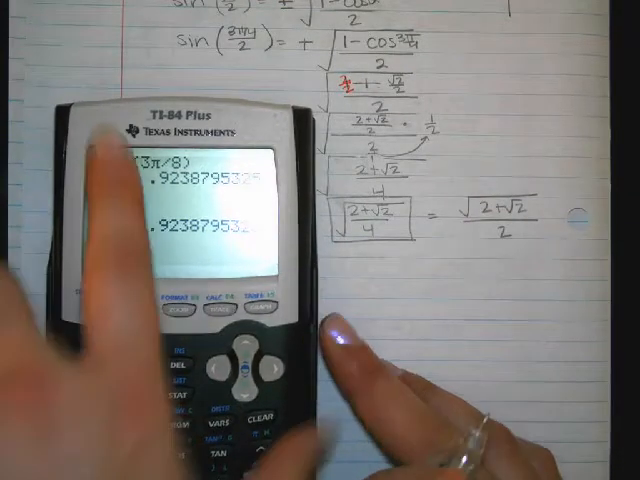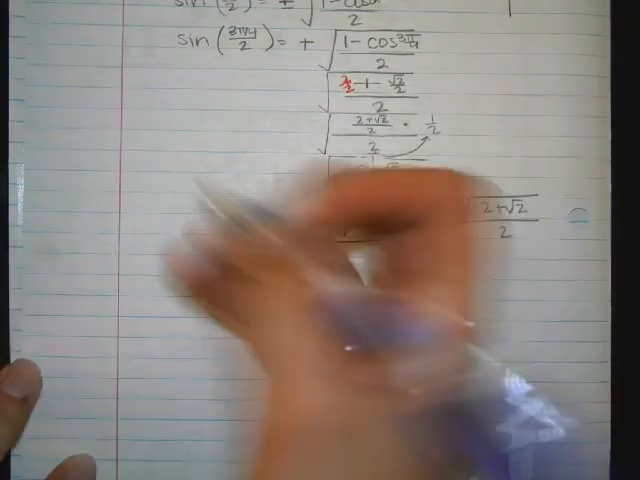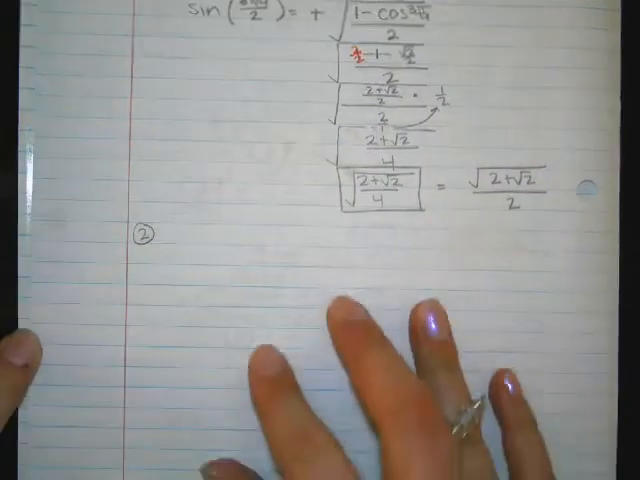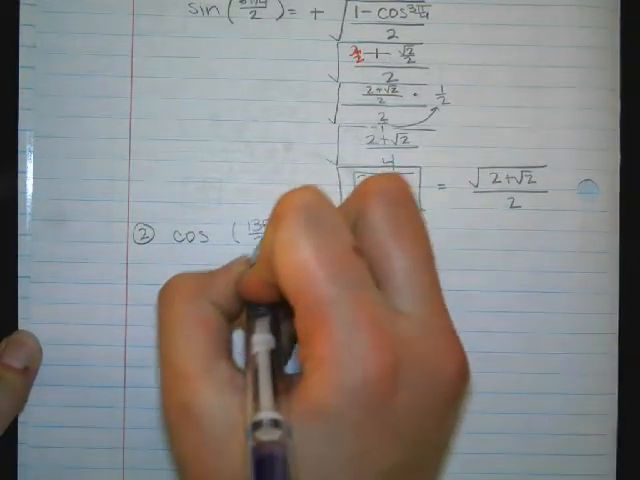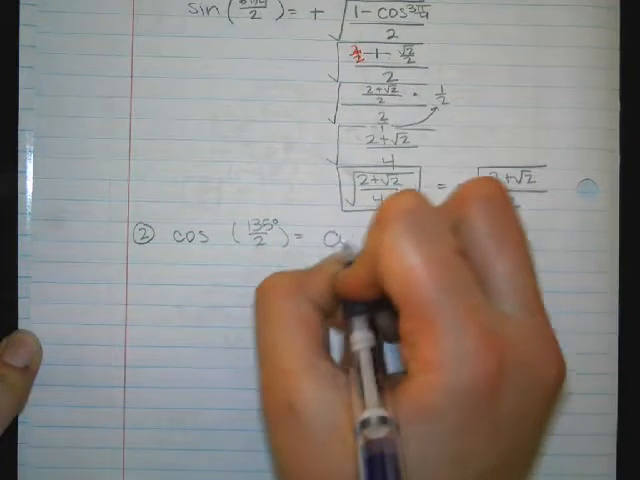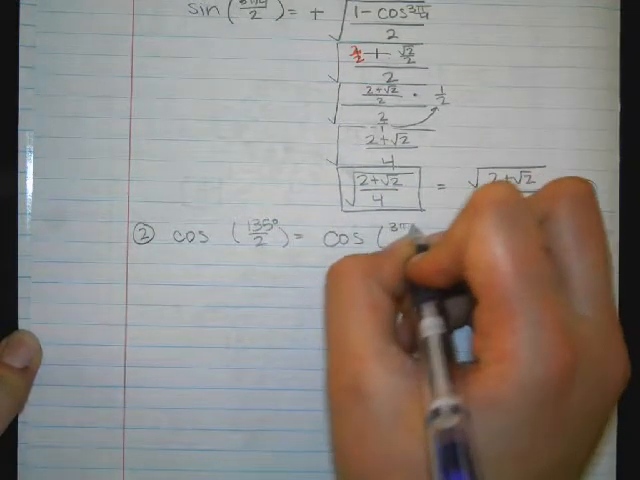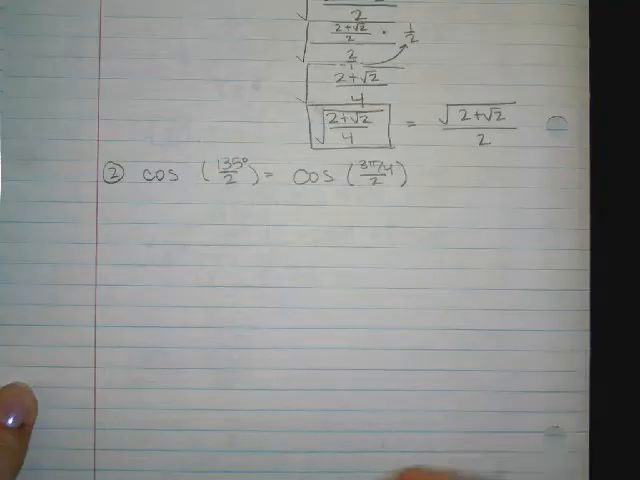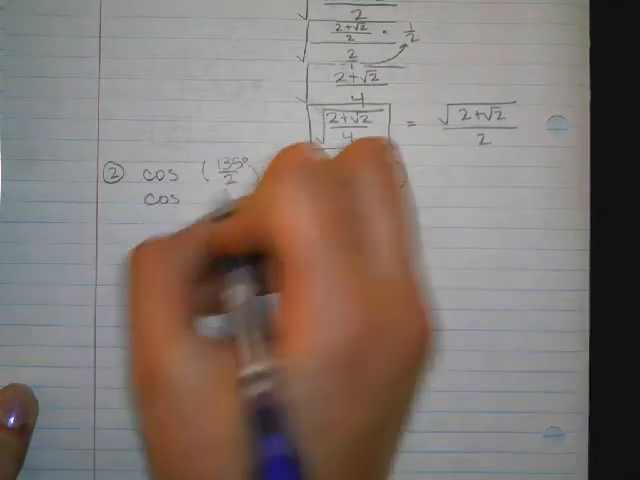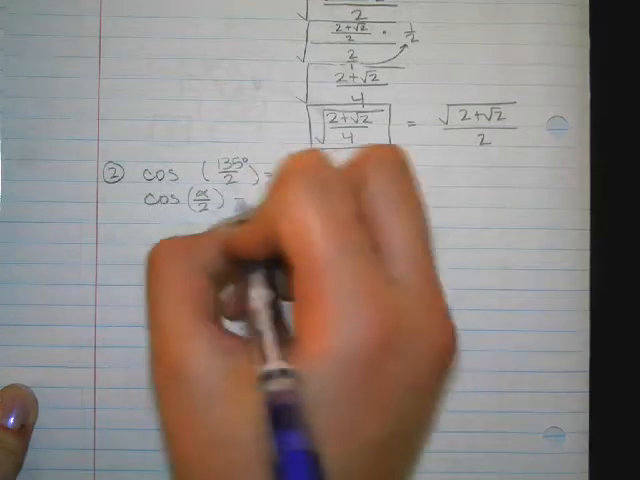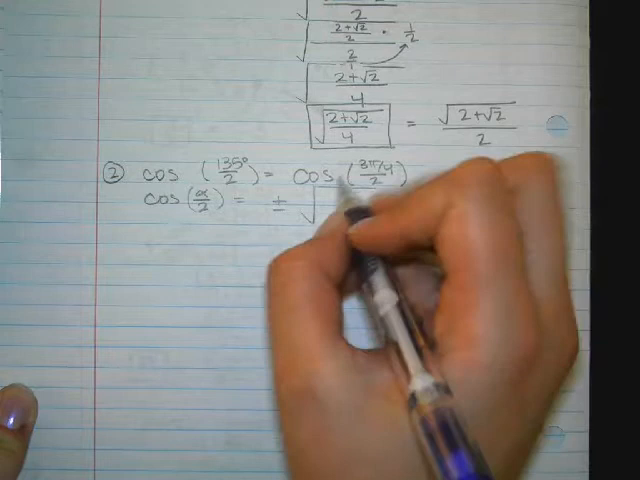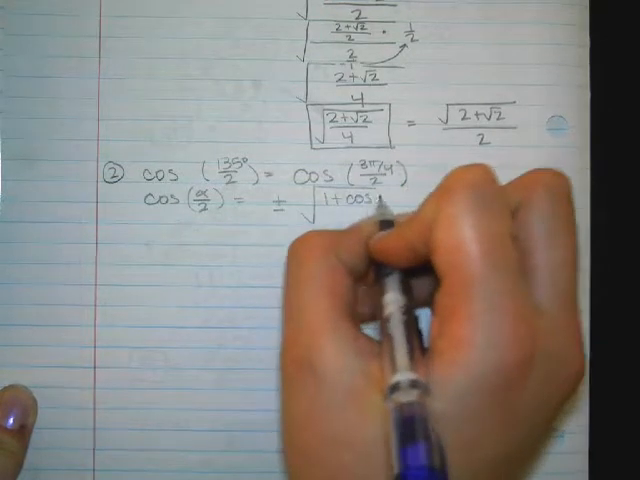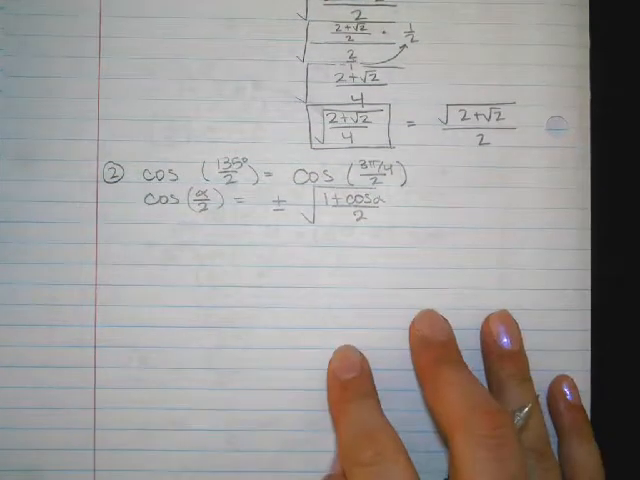Okay. So, we're going to go ahead and do the cos version. So, we're doing cos of 135 degrees over 2, or you can think of that as cos of 3 pi fourths over 2. And the formula for cos is cos of alpha over 2 equals plus or minus square root of 1 plus cos alpha over 2. You guys notice how similar those formulas are?